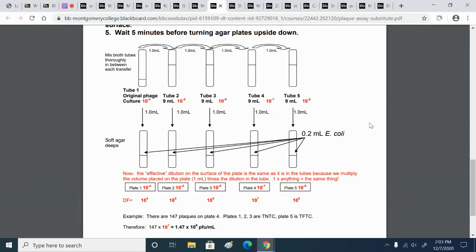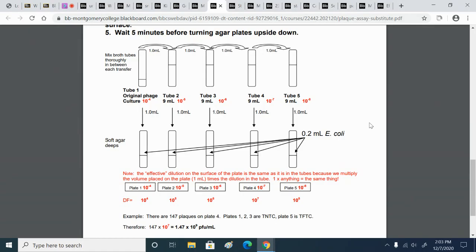So we add our phage to the soft agar, then we add our host E. coli to the soft agar, mix them together, pour that mixture onto the surface of the agar plates, swirl the plates to spread it out, let them cool and solidify, and then incubate them. In the next class, we count the plaques.